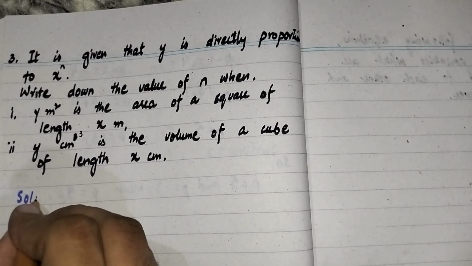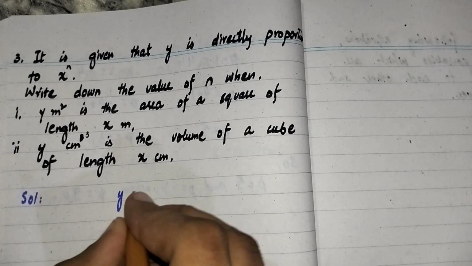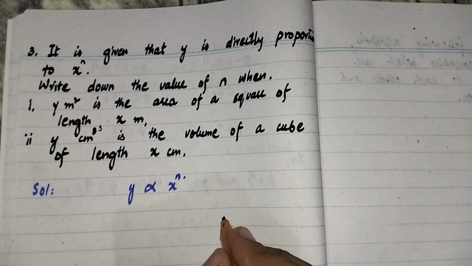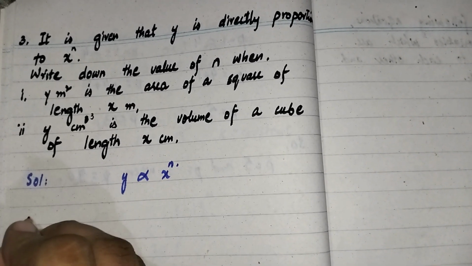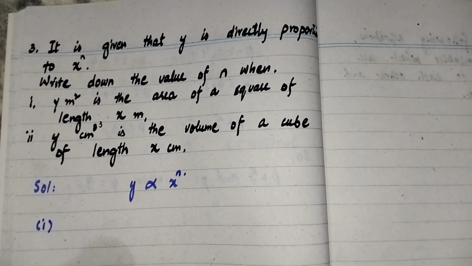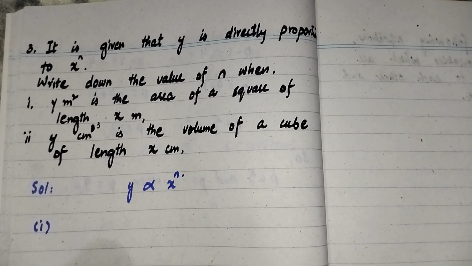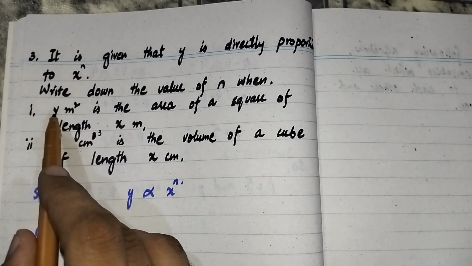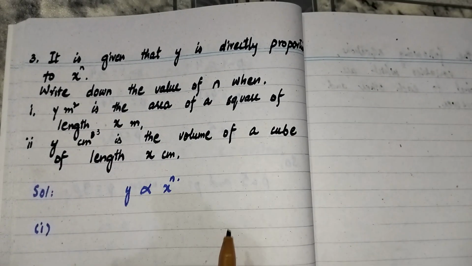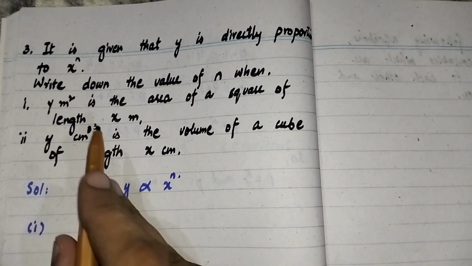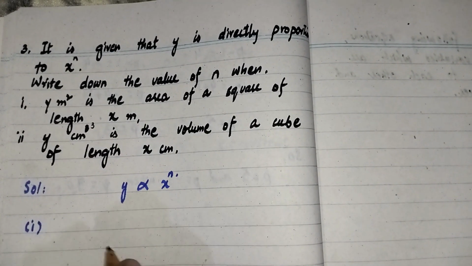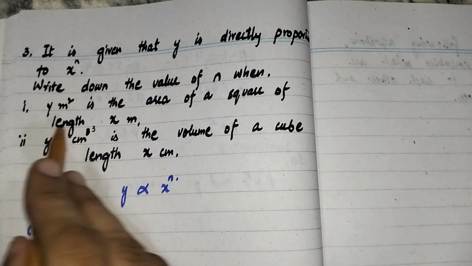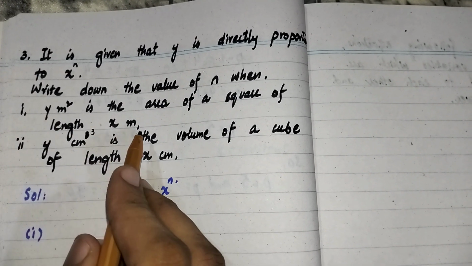According to the given information, y is directly proportional to x power n. Further, they are saying to write down the value of n. In both parts, we have to find the value of n. In the first part, y is the value with unit m square, the area of the square of length x, and m is the unit, which is meter. So in the first part, the area of the square is y, whose length is x.